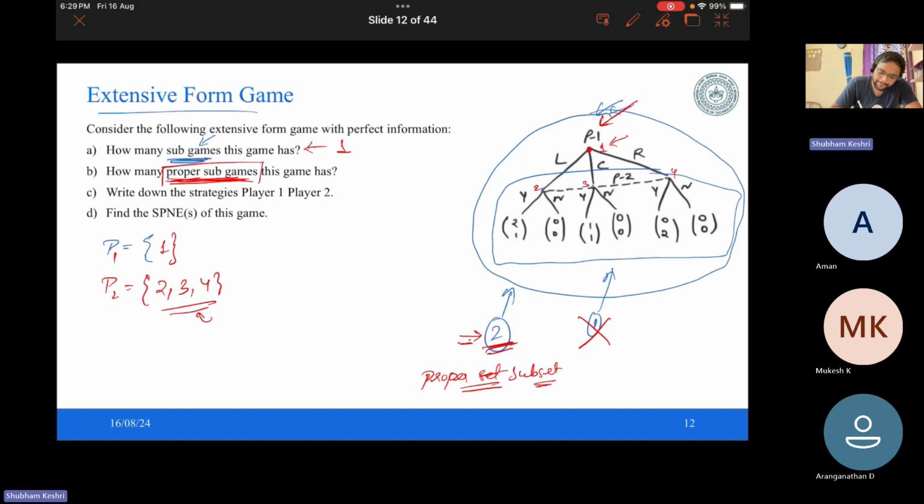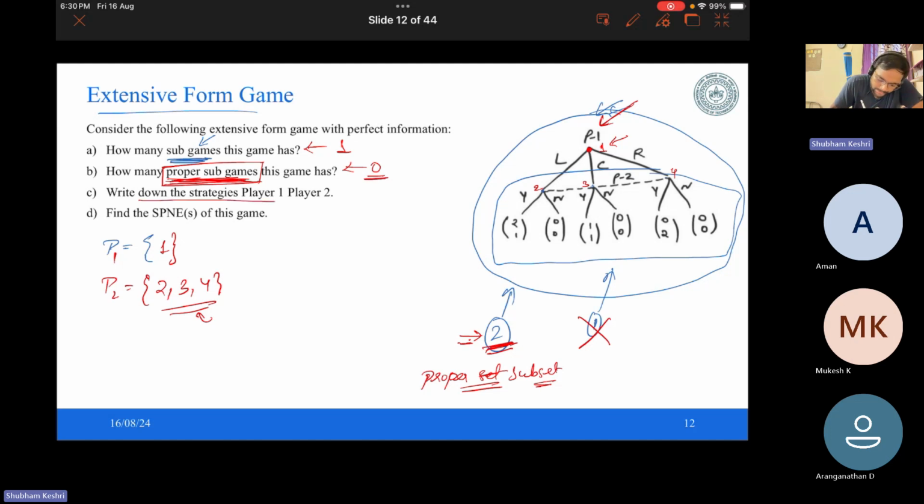For a subgame to qualify as a proper subgame, the whole game shouldn't be that subgame. Therefore, there is no proper subgame in this problem. Any doubt? We have only one subgame, that is the game itself, and that doesn't qualify to be a proper subgame. Okay. If you have a doubt, you can just unmute yourself. If there is no feedback, it's difficult for me to understand. All right. So there is no proper subgame in this game.